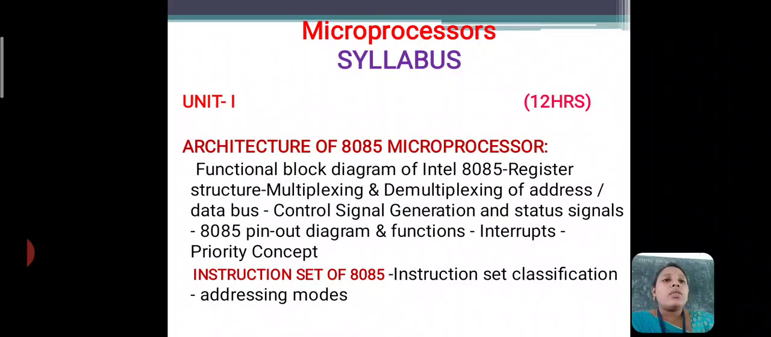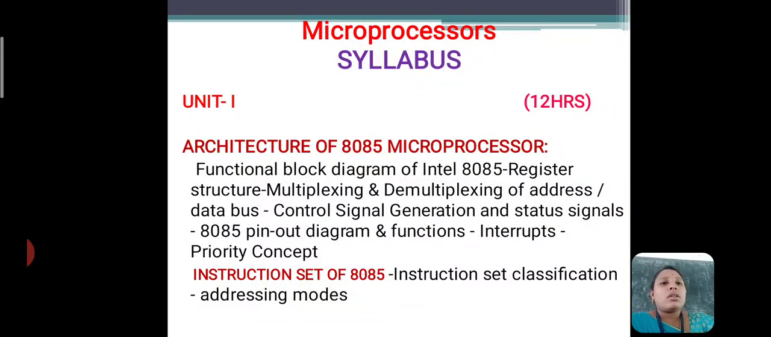Next, 8085 pin diagram. What are the pins and how many pins are present in the 8085 microprocessor, and the pin functionality, we all will learn in this 8085 pinout diagram. Next, interrupts. What are the interrupts occurring inside the microprocessor, and the priority concept.